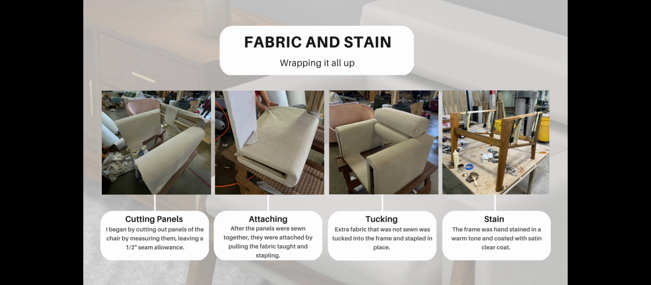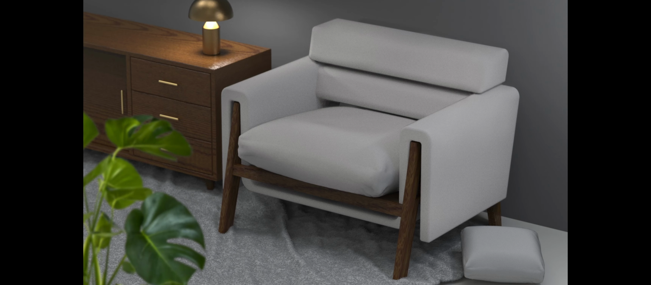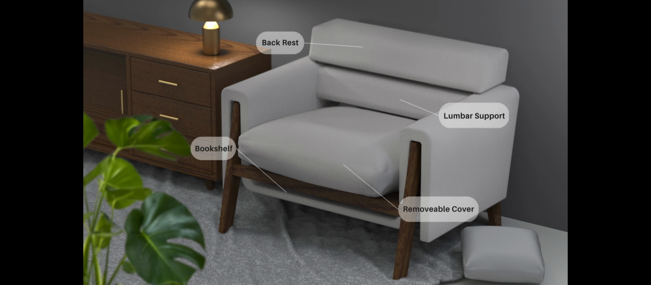Any parts that weren't sewn together were just tucked under a part that you wouldn't see on the chair and stapled in place again. For the final part, we stained the hardwood frame with a warm, nice, simple mid-modern tone, and I was able to spray it with a satin clear coat, which really gave it a very nice professional finish. And this is a full view of the chair and what it would look like today.